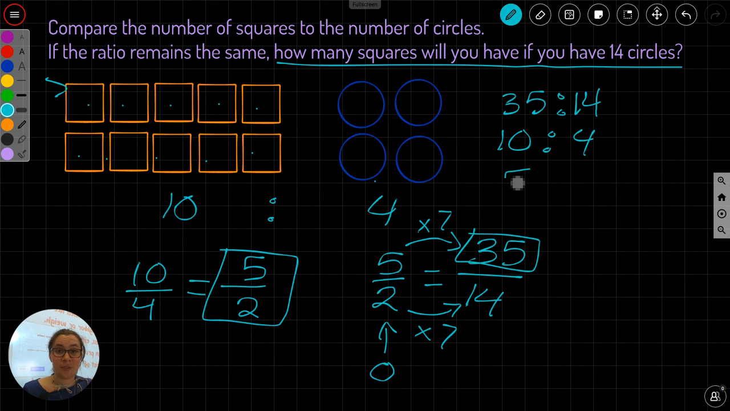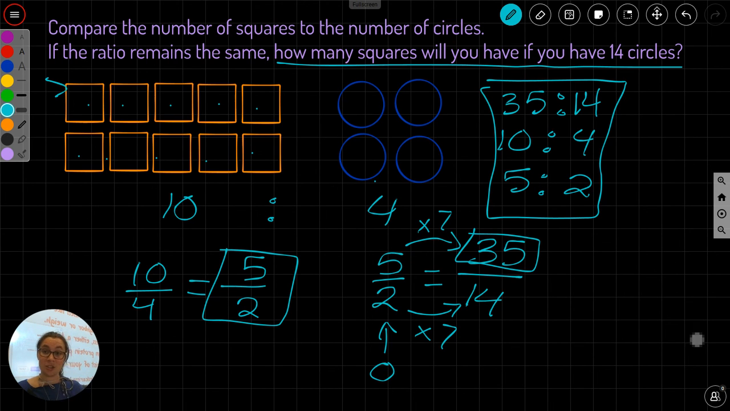The ratio 35 to 14 is equivalent to the ratio 10 to 4 and the ratio 5 to 2. All 3 of these ratios are equivalent, just like the fractions are equivalent. Ratios and fractions are pretty cool. And what this ratio means is for every 5 squares, I will have 2 circles. 5 squares, 2 circles. And that's it.